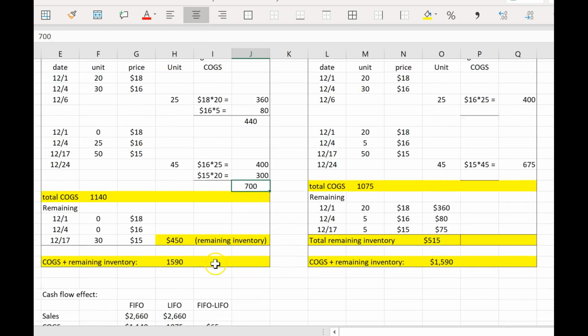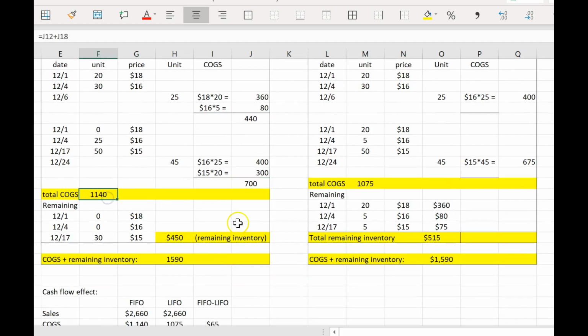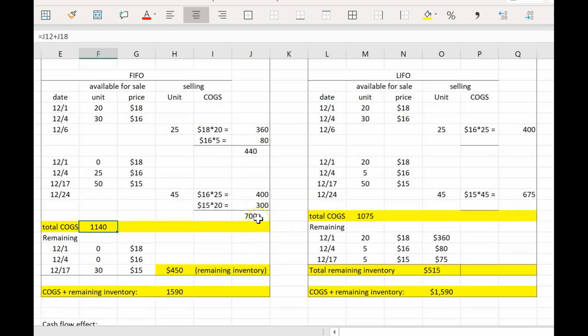That's $700. So total cost of goods sold would be the 440 plus the 700. So it's the December 6th sale and the December 24th sale, altogether 1,140. Okay, so what is the remaining inventory?